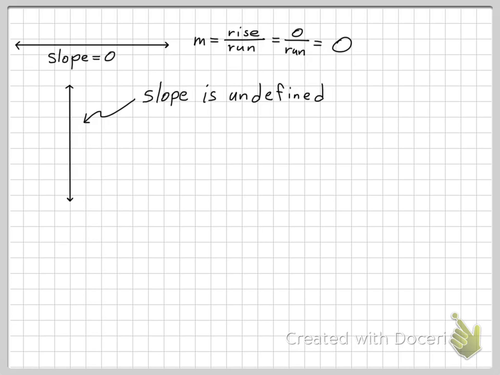And let's look into this a little bit. Remember, slope is rise over run, and in this case, a vertical line has no run.